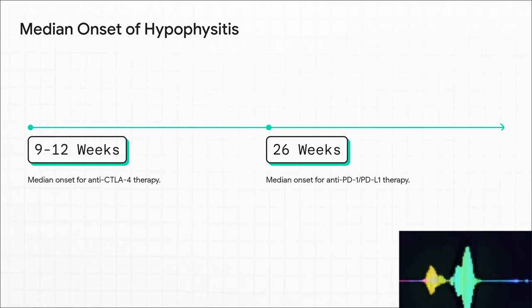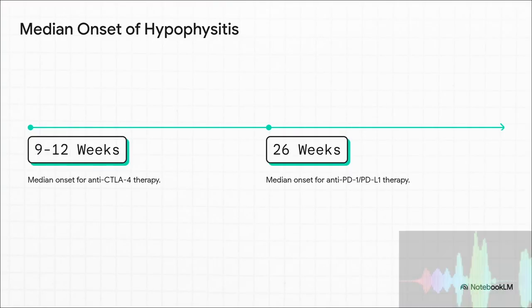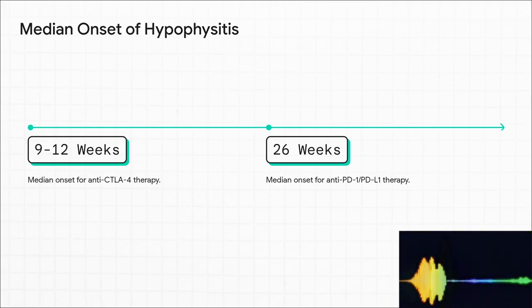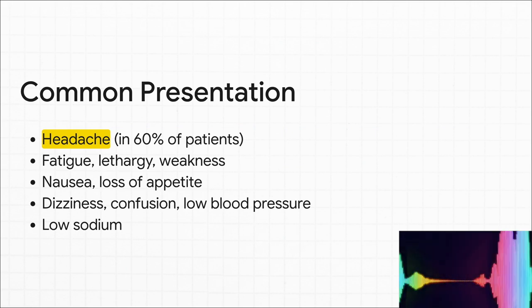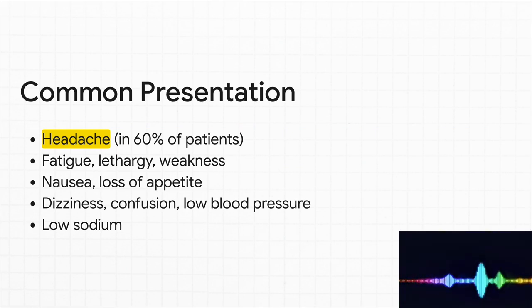The timing for this one is a bit later than thyroiditis. You want to have a much higher index of suspicion for hypophysitis somewhere around the 9 to 12-week mark after a patient starts their therapy. The symptoms here can be so frustrating because they're non-specific. They often overlap with the cancer itself or its treatment.